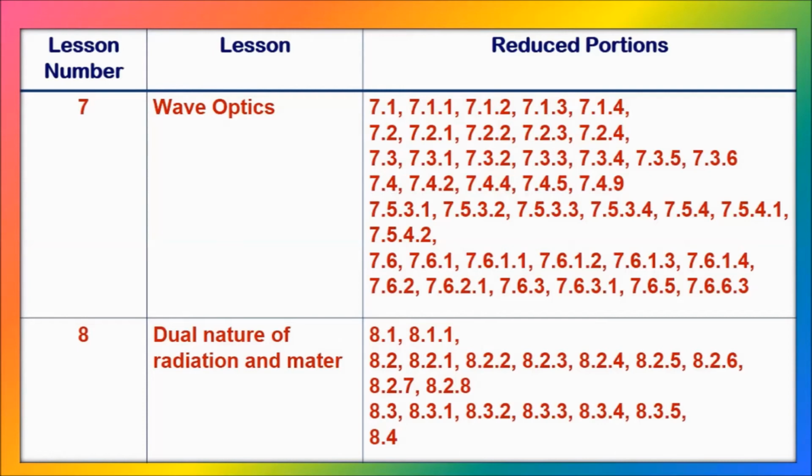8.3.4, 8.3.5, 8.4. In unit 8, the important topics are laws of photoelectric emission, then photoelectric current and its applications, then matter waves, then de Broglie wavelength and the de Broglie wavelength of an electron, Davisson and Germer, electron microscope, X-ray spectrum, continuous X-ray spectrum and characteristic X-ray spectra. These are the important topics of unit 8.